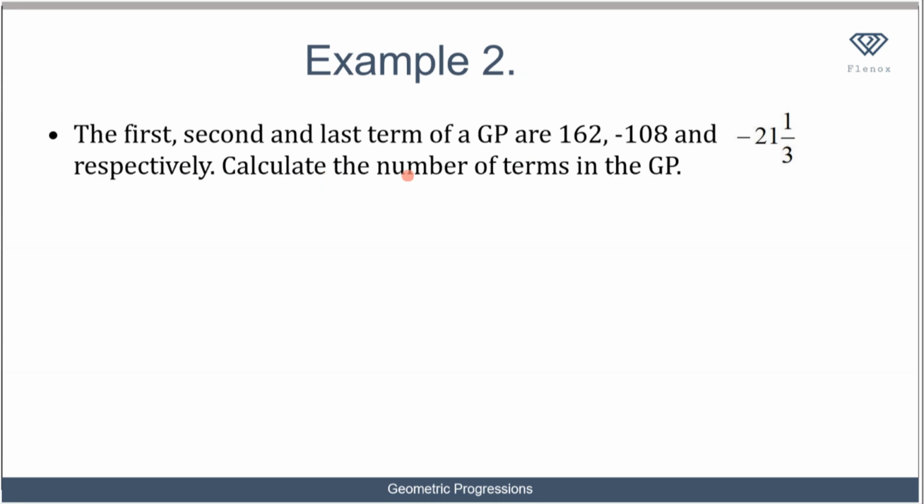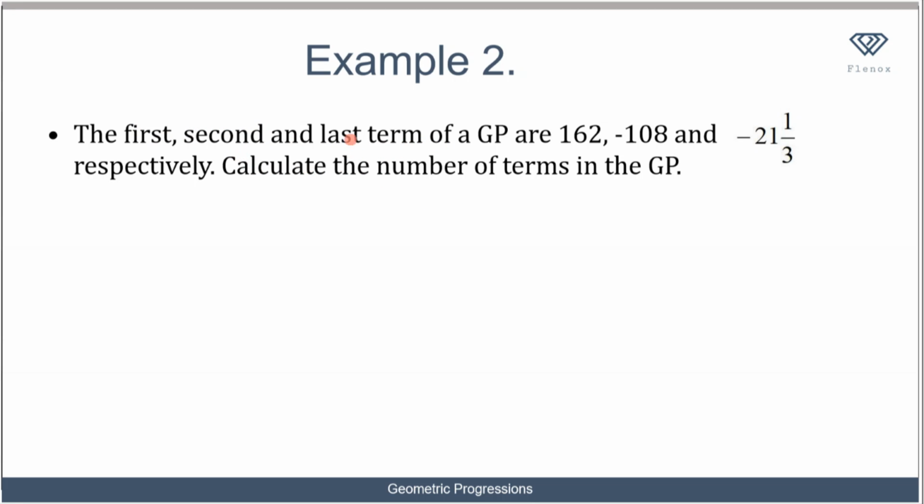We are now told to calculate the number of terms in the GP. As I've explained before, the number of terms in the progression is the same thing as the nth term of the last term. So all we need to calculate is what term is the last term, and that gives us the number of terms that are in the geometric progression.